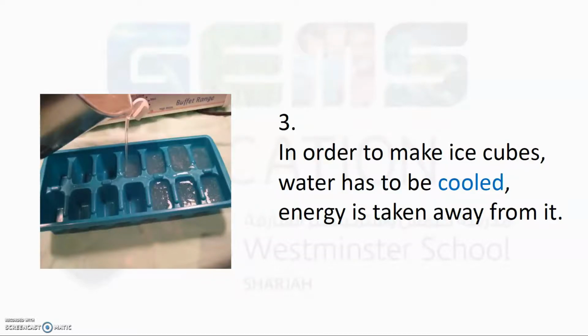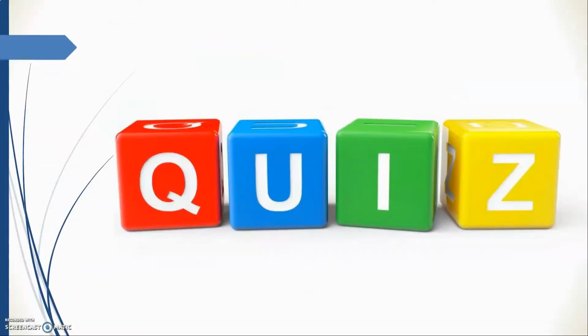In order to make ice cubes, water has to be cooled. Energy is taken away from it. This is exothermic because the energy is taken away. Whenever it's taken away, meaning released into the surroundings, this is exothermic.